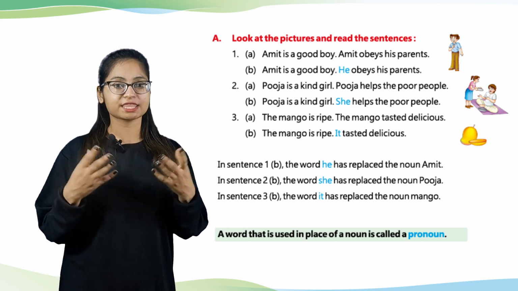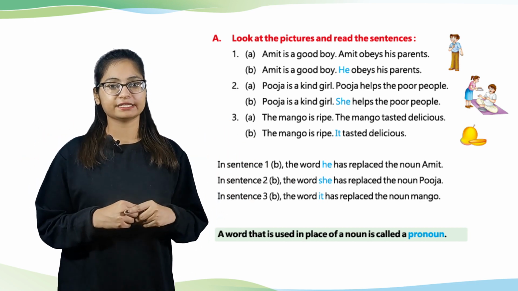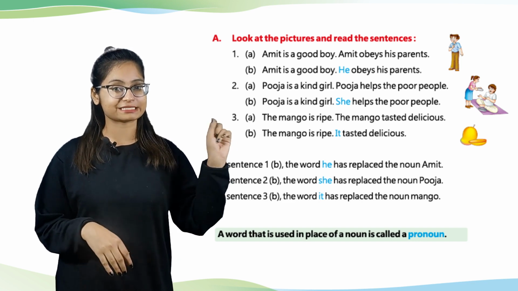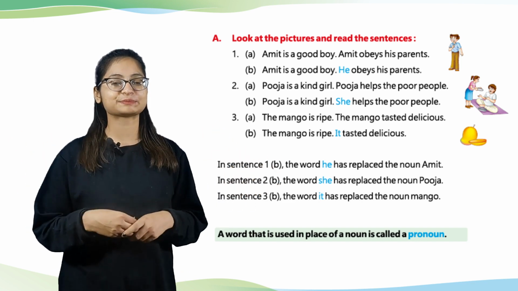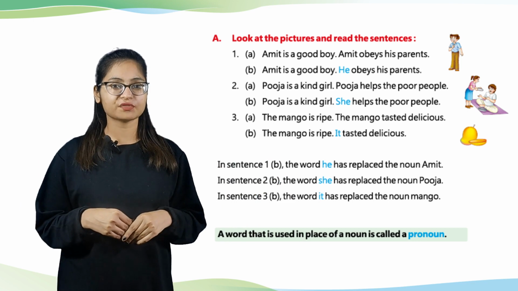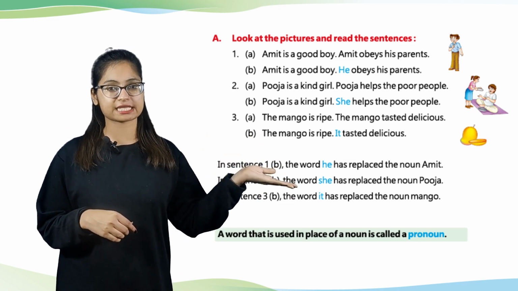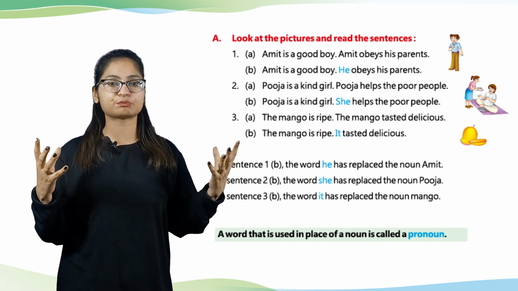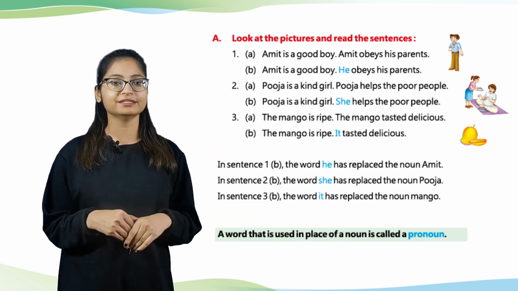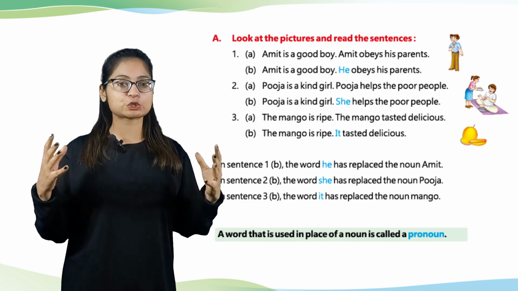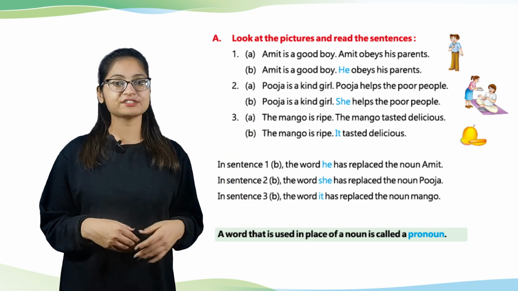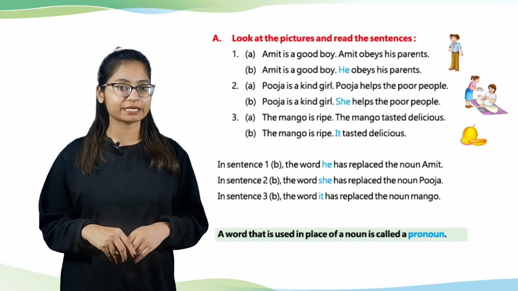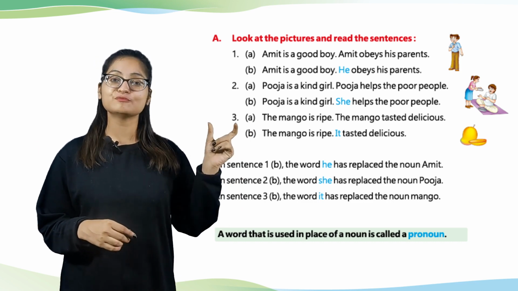Number 3. The mango is ripe. The mango tasted delicious. The mango is ripe. It tasted delicious. In sentence 1b, the word he has replaced the noun Amit. In sentence 2b, the word she has replaced the noun Pooja. In sentence 3b, the word it has replaced the noun mango. A word that is used in place of a noun is called a pronoun.